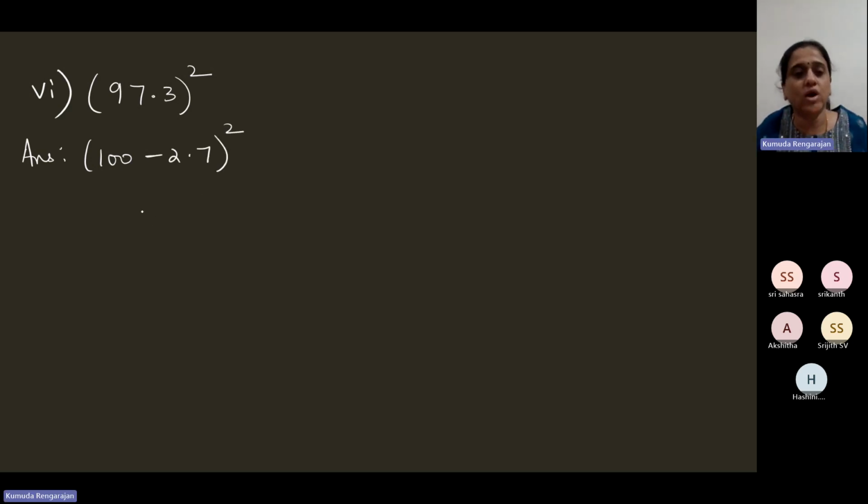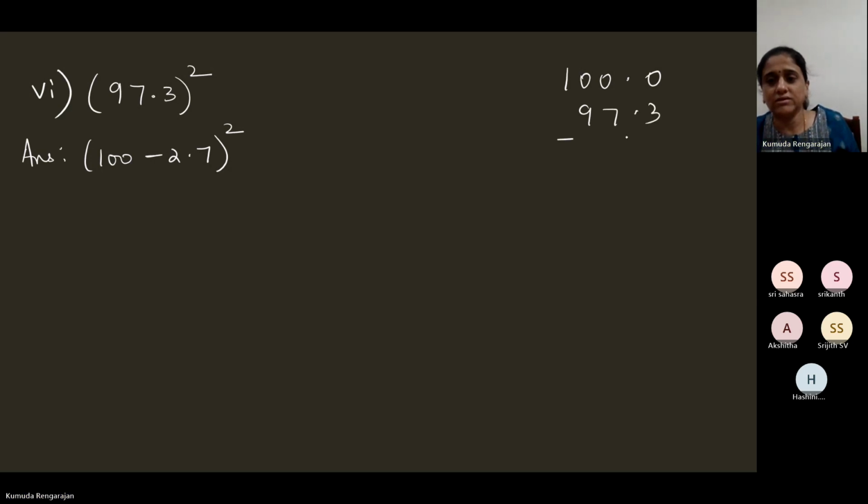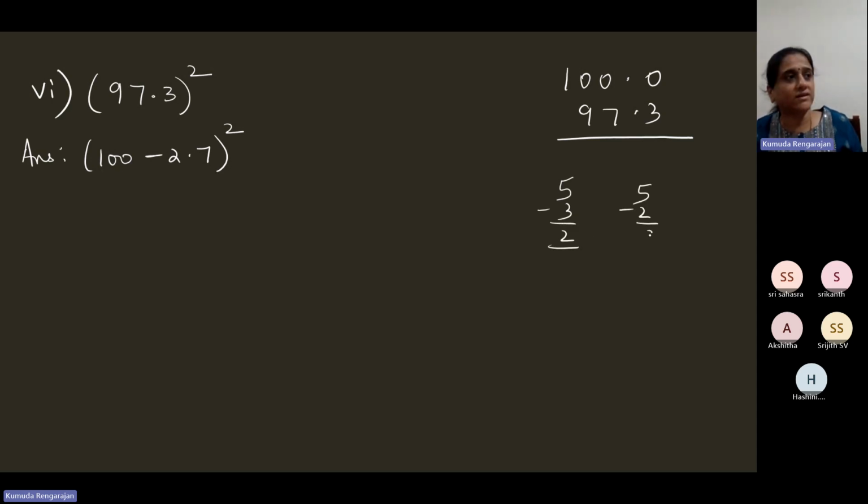See, now supposing we are not able to find out 100 minus what is 97.3, if that is difficult, what should you do? You should identify 100, because 97 is close to 100, no? Then you subtract 100 minus 97.3, and you will get 2.7. Like if 5 minus 3 is 2, then 5 minus 2 is 3, right?